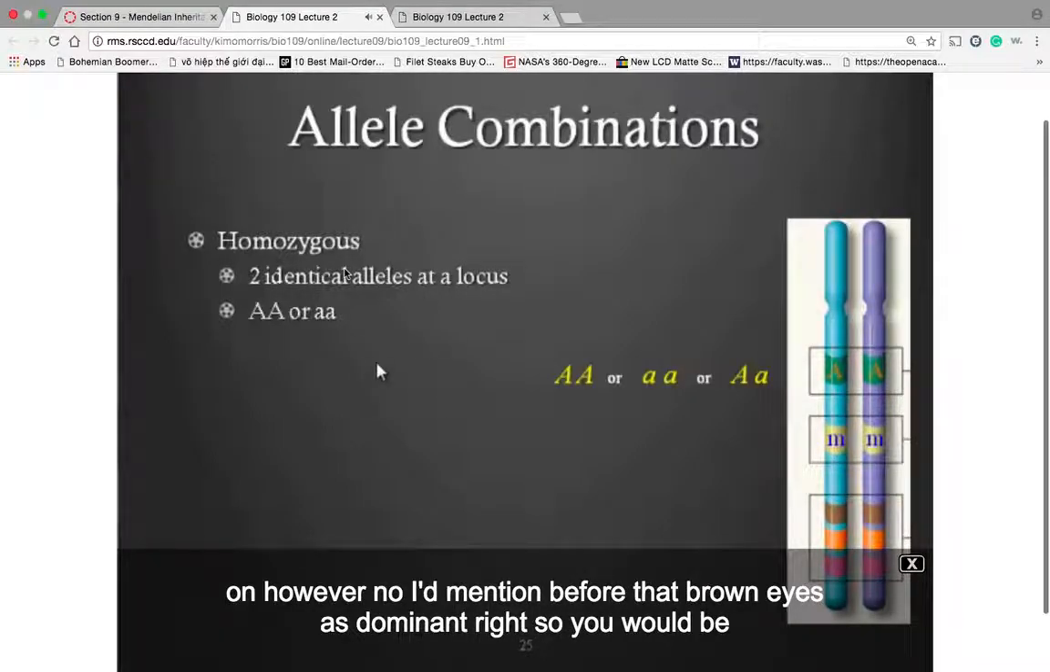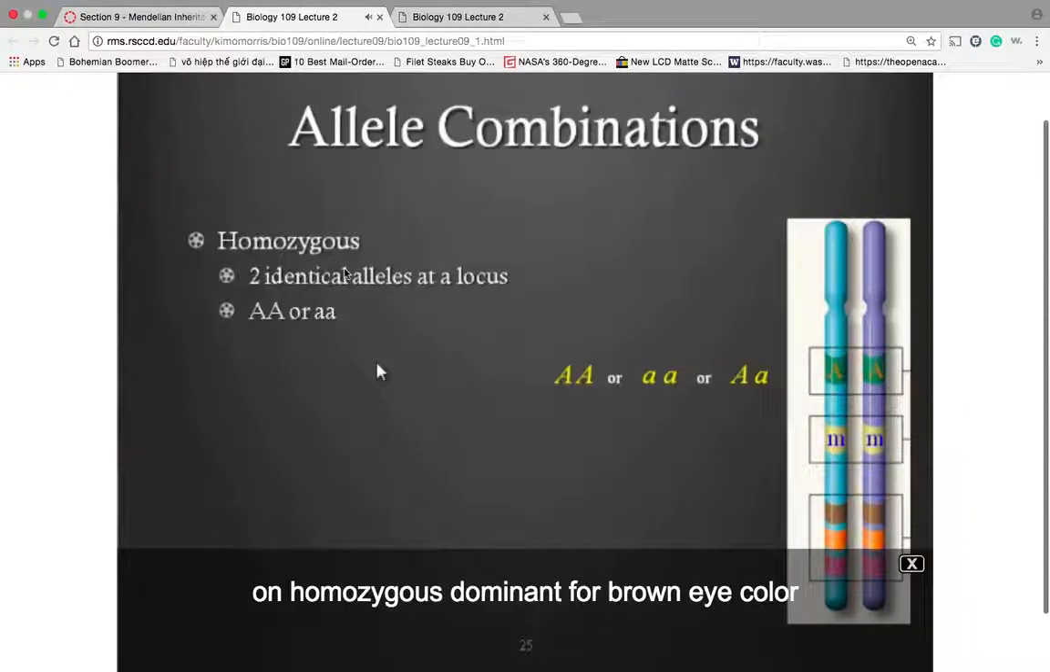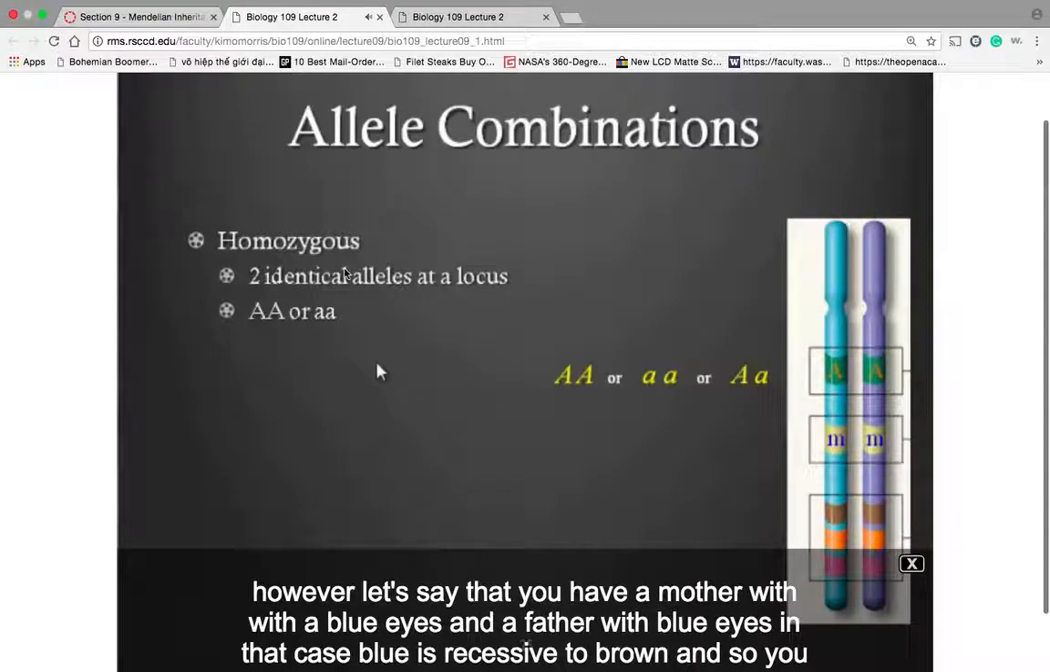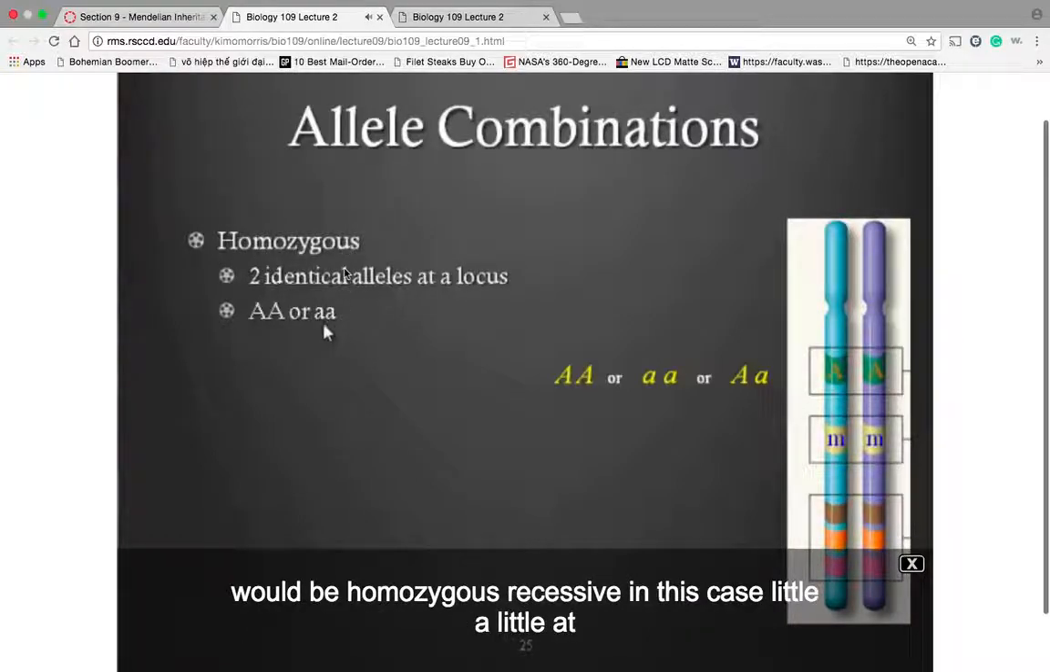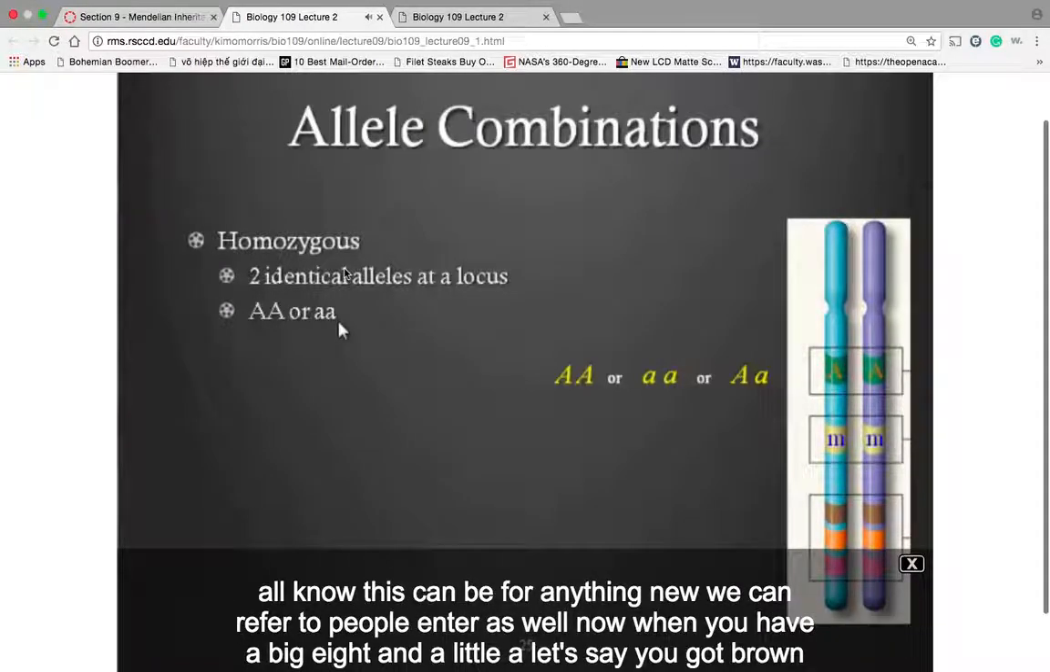However, I had mentioned before that brown eyes is dominant, right? So you would be homozygous dominant for brown eye color. However, let's say that you have a mother with blue eyes and a father with blue eyes. In that case, blue is recessive to brown, and so you would be homozygous recessive. In this case, little a, little a. Now, this can be for anything. We can refer to pea plants here as well.